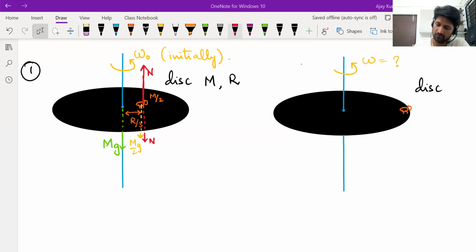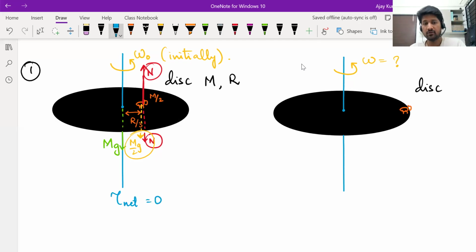So these normal forces and also mg/2, the weight of the insect, none of them can produce a torque about the own axis of the disk. And the disk's own weight also cannot produce a torque. Therefore, this is the axis about which net torque is 0. And if you can identify an axis about which net torque is 0, you can apply angular momentum conservation to find out final omega values and such.